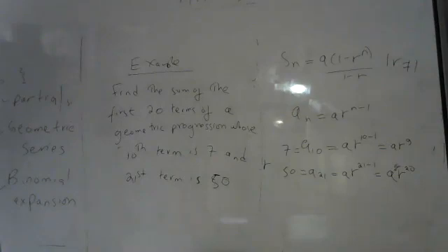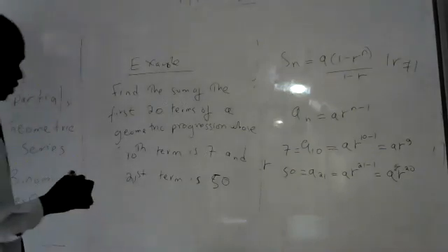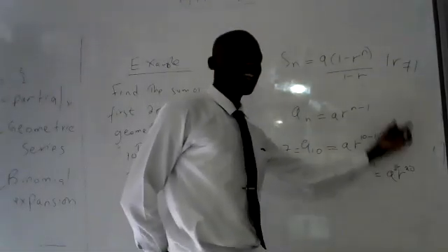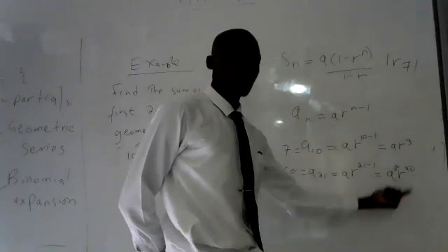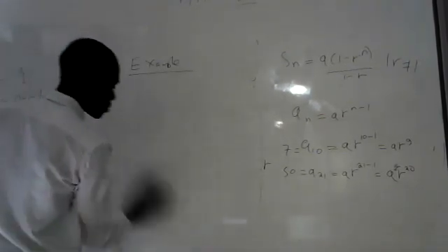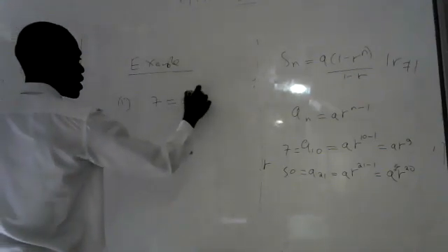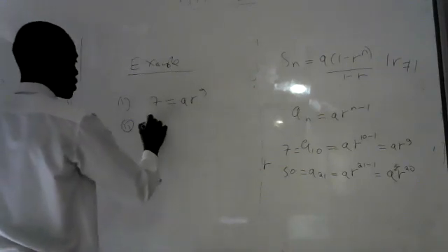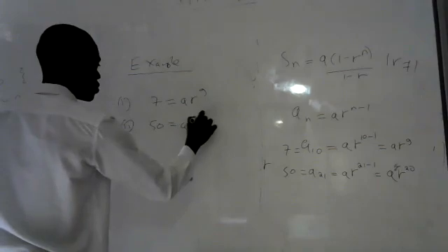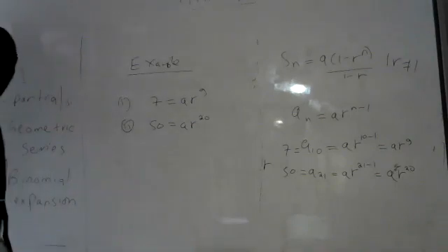Again, we get back to our familiar friends, simultaneous equations, but in this case, they are not linear because you can see it is nonlinear in R. The exponent of R is bigger than 1, so it's no longer linear, but it's still a simultaneous equation. The first equation is that 7 is AR raised to 9. The second equation is that 50 is AR raised to 20. How do you solve such a problem? Any ideas from the class?